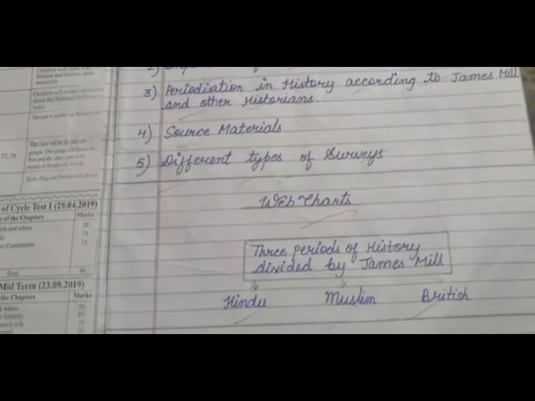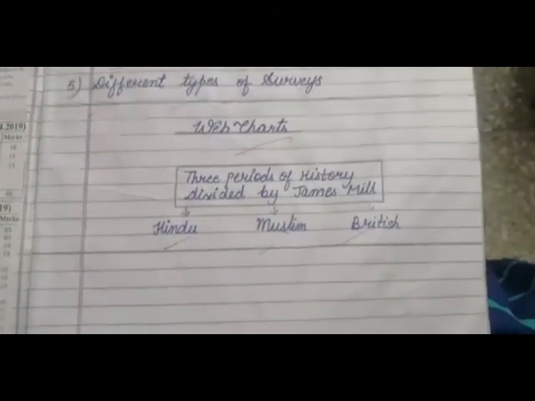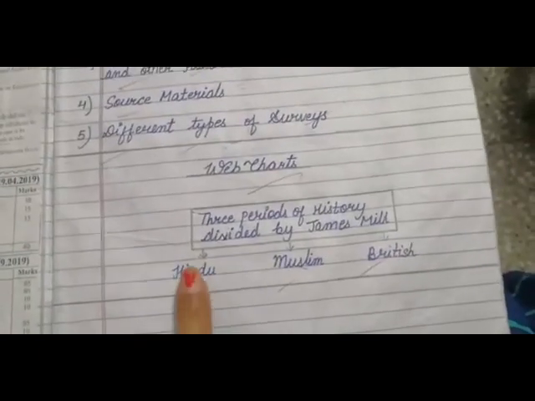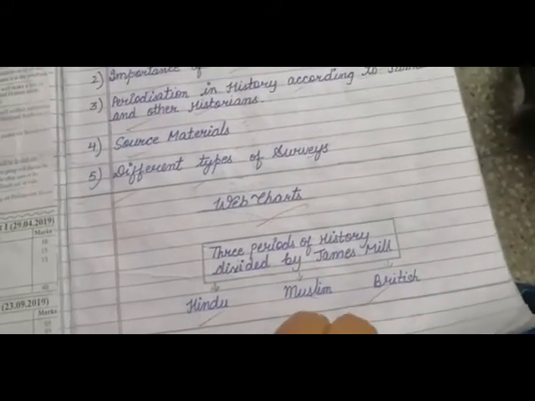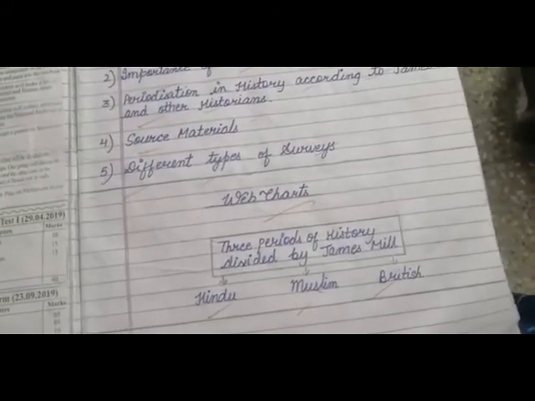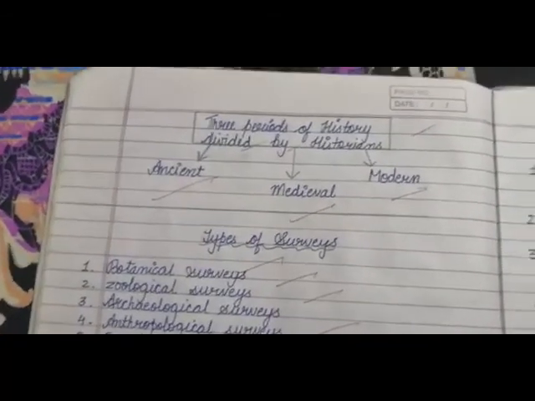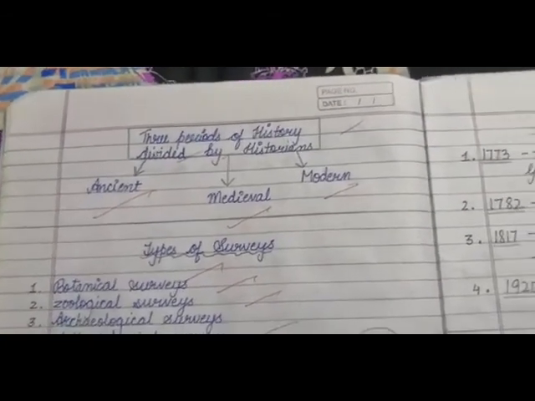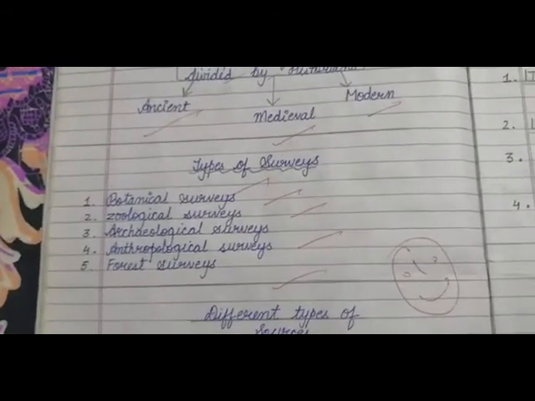Then you will start with a web chart. The first web chart will be the 3 periods of history divided by James Mill: Hindu, Muslim and British. Remember, write James Mill with capital letters. This way you will draw the finishing line. Give one date here precisely. And then the second web chart, the periods of history. Now types of survey.